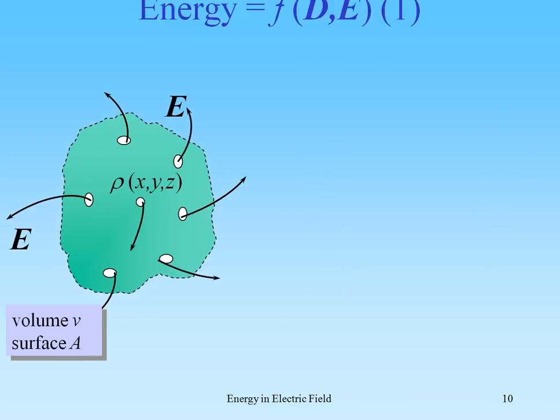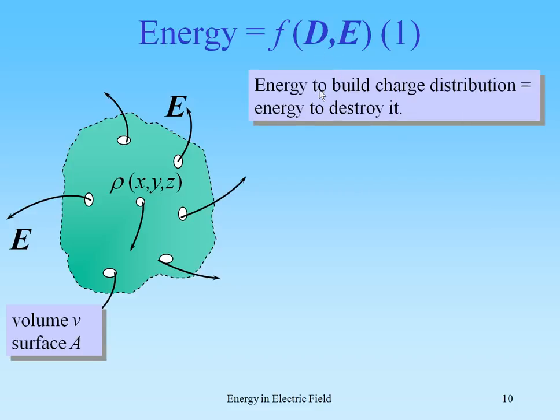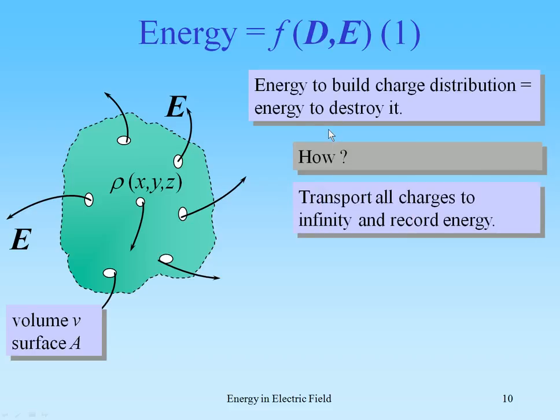The second one now is the energy as a function of the electric field. And now we operate in the following way. The energy to build a charge distribution is the same as the energy to destroy it. How can we do that? Well, transport all the charges to infinity and record how much energy is released.